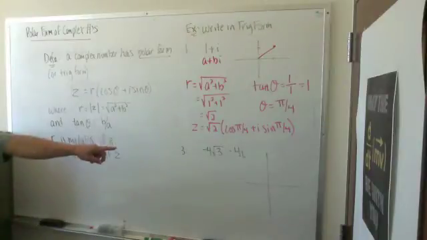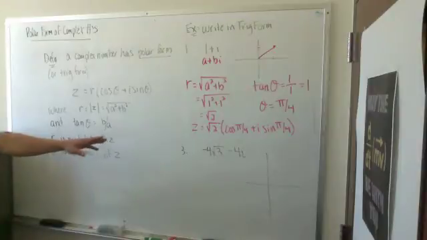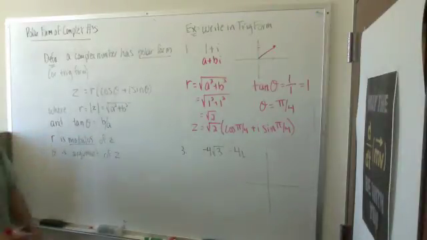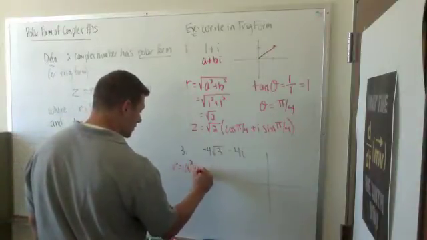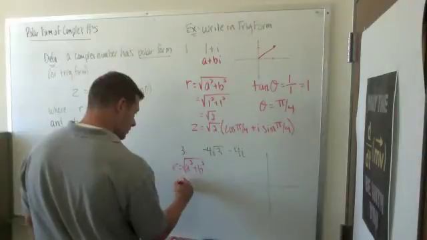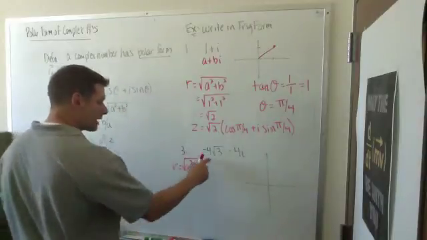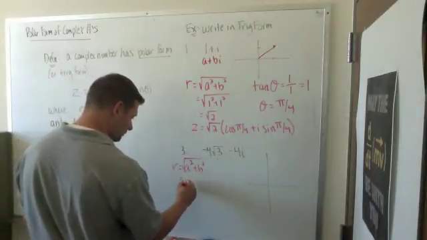Okay, now we're going to do negative 4 root 3 minus 4i. So first off, let's find out what r is. How do we find out the value of r? Well, r again is equal to the square root of a squared plus b squared. So what do we know about a? Well, a is the value here, negative 4 root 3.